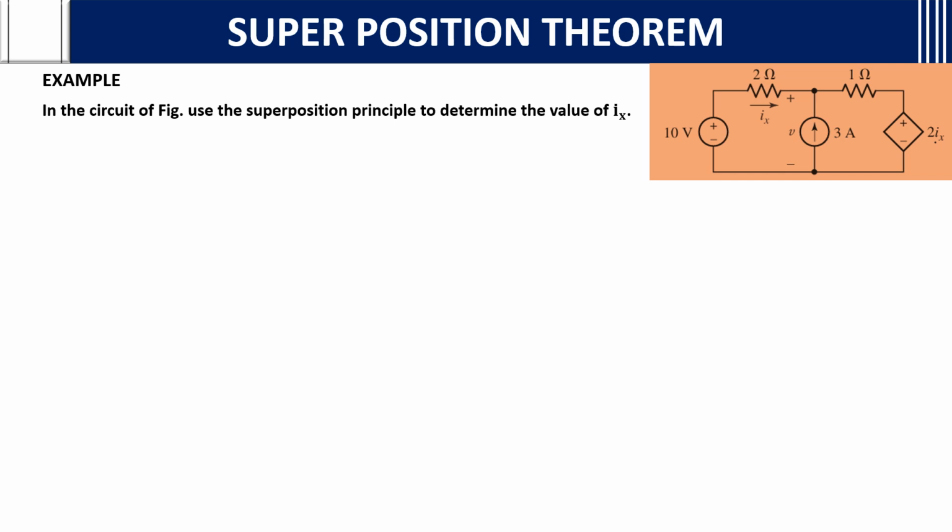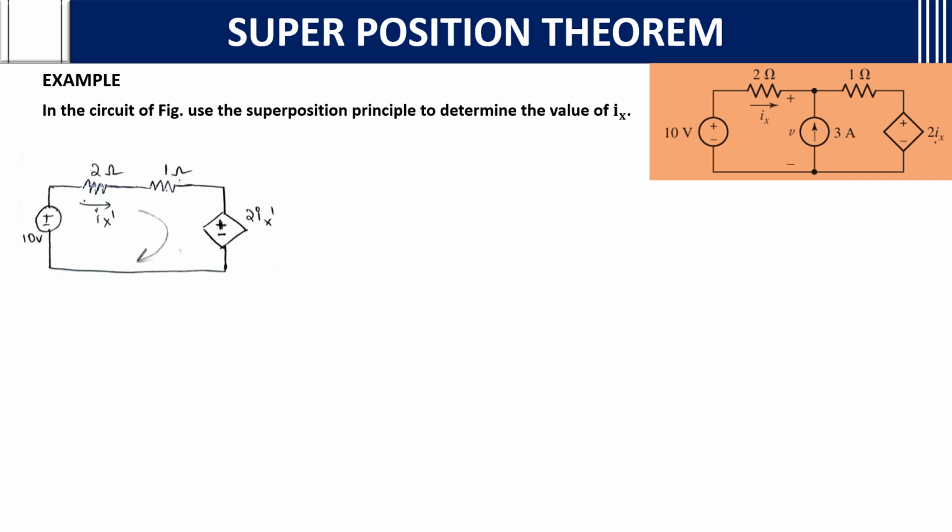If you see here, use the superposition principle to determine the value of Ix. What do we need to do here? Remove the current source first or the voltage source, then find the net effect. If you remove the voltage source first, then next you remove the current source and see the voltage source effect. First I have removed the current source.